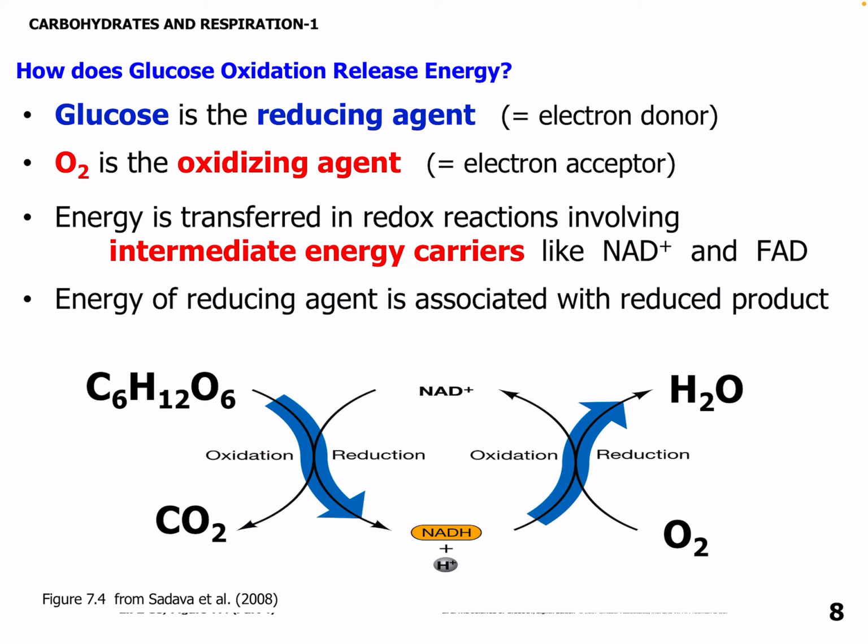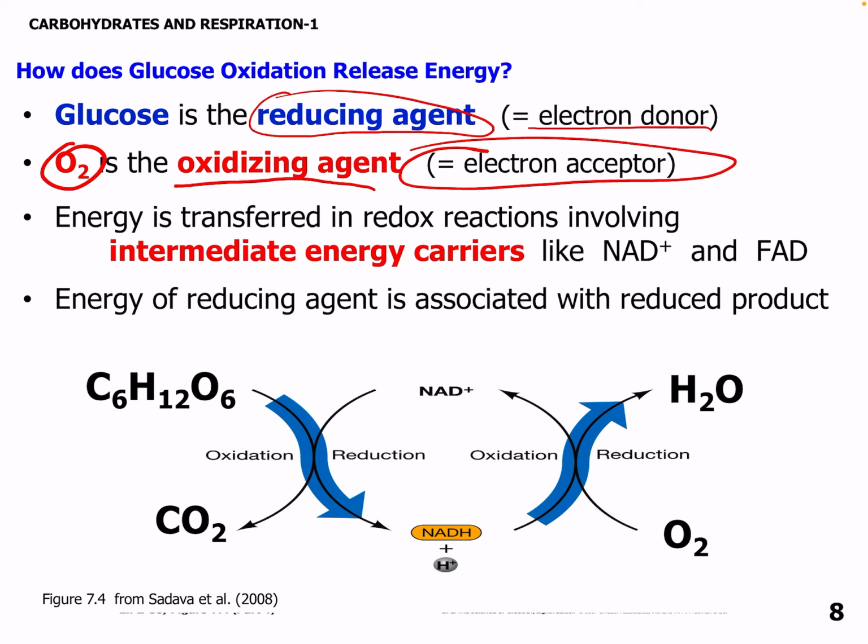So in glucose oxidation, glucose is the reducing agent. It is the electron donor. And oxygen is the oxidizing agent and is the electron acceptor. So you'll sometimes hear that oxygen is the final electron acceptor in the electron transport chain. But we'll get to that later.